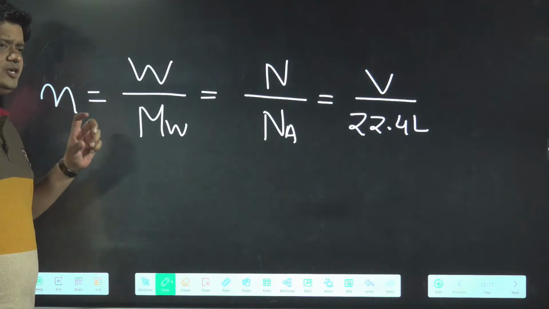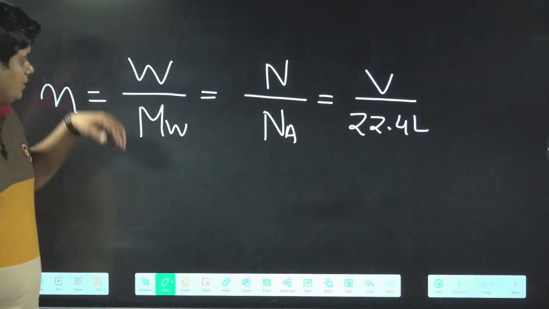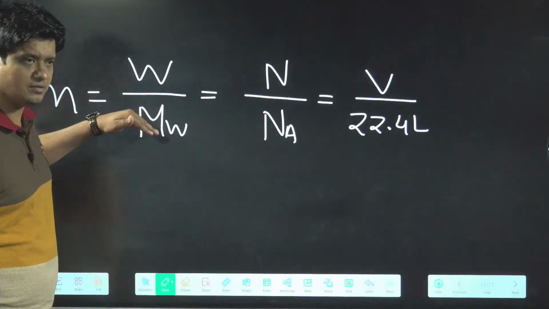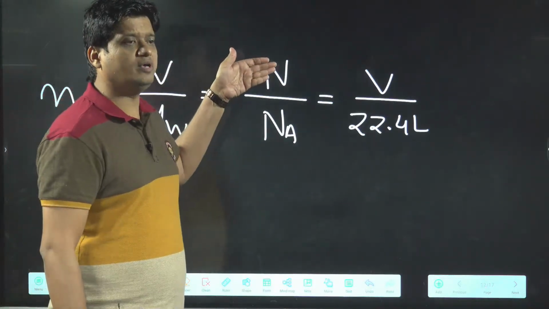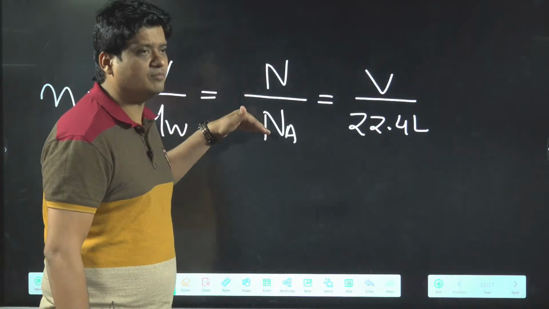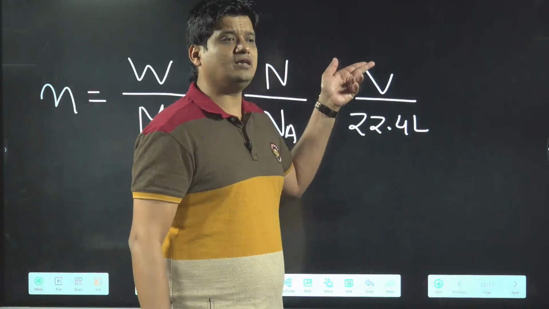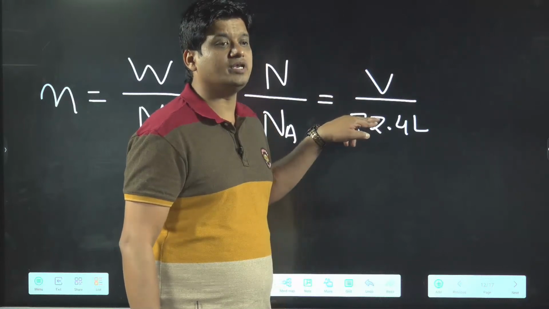The thing is that whenever you are considering mass in numerator, you will take molar mass in denominator. Just try to catch the words, okay? Mass in numerator, molar mass in denominator. Number in numerator, Avogadro's number in denominator. Volume in numerator, then molar volume in denominator.